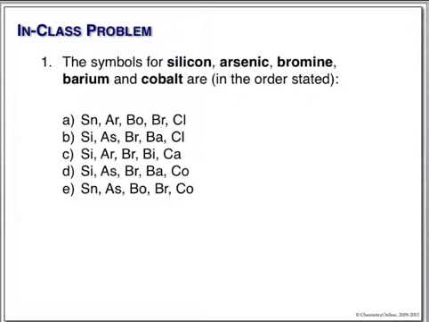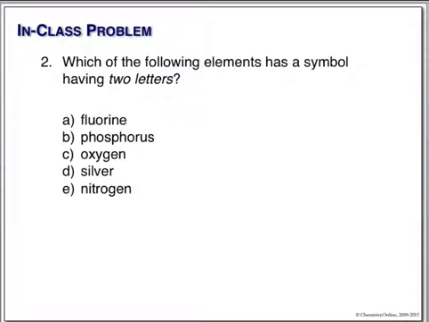Bromine. BR. Well, okay, they're all BR. Barium. We just did barium. Those 2. And finally, cobalt. Cobalt is a CO, making it D. Which of the following has 2 letters? Fluorine is not FL, it is just F. Phosphorus is P, oxygen is O, nitrogen is N, and that leaves only our friend silver.